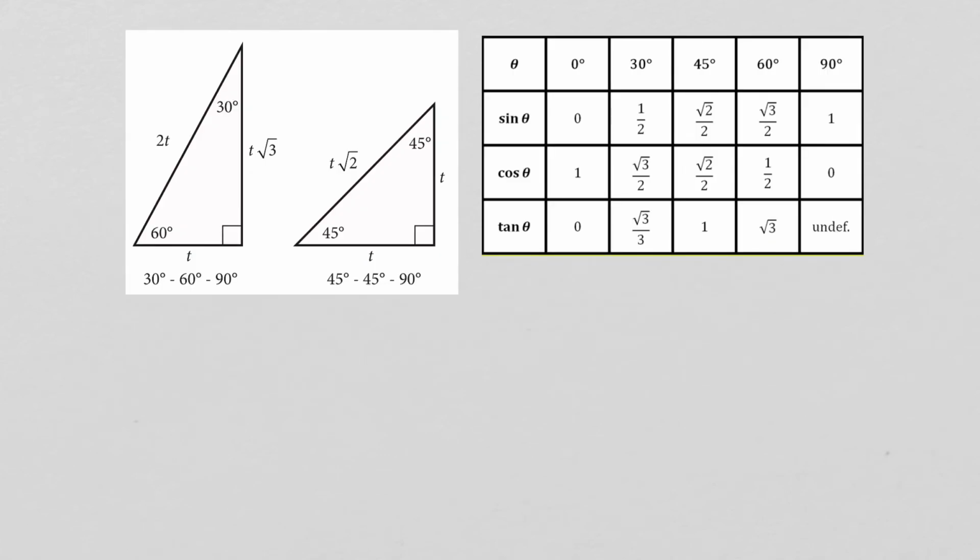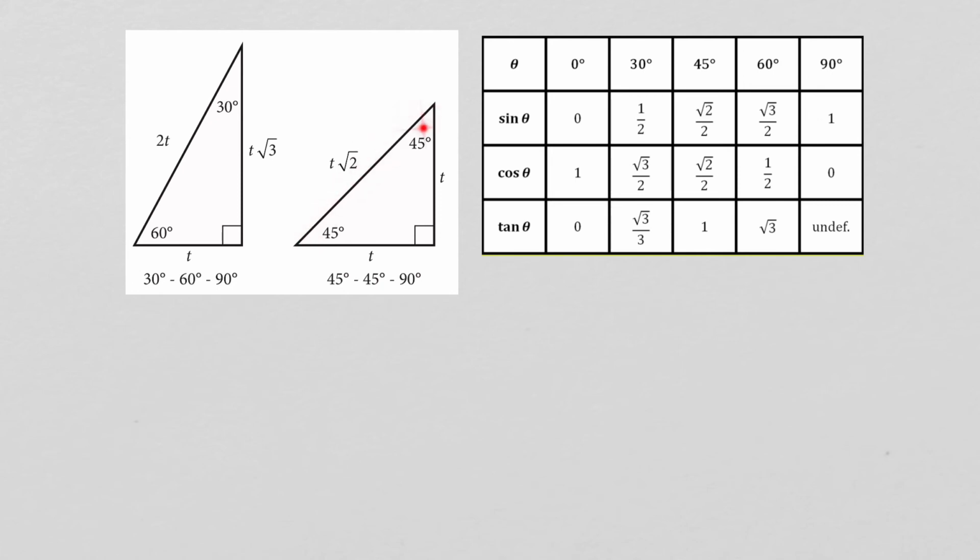Now the last thing we want to do in this section is focus on our special triangles. We have one special triangle, which is the 30, 60, 90 right triangle, and the other one is the 45, 45, 90 right triangle. And what I've done here is I've labeled the sides of that triangle. In the 30, 60, 90 triangle, I'm labeling the short leg as t. We already know the longer leg is t times radical 3, and we know the hypotenuse is twice the short leg, which is 2t.